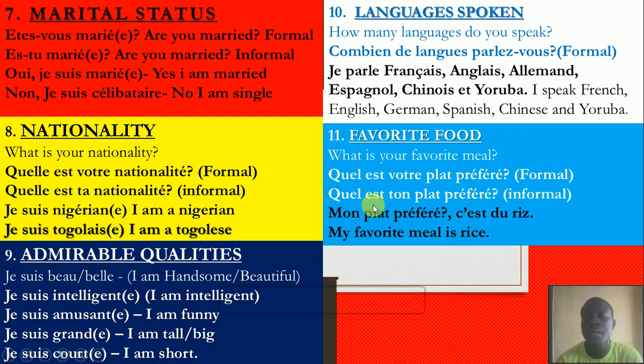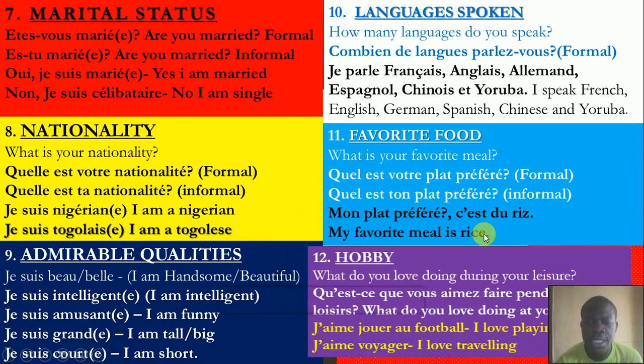In an informal expression, in asking a question, you can say, quel est ton plat préféré? Informally. Now, the answer is, mon plat préféré, c'est du riz. That is, my favorite meal is rice.